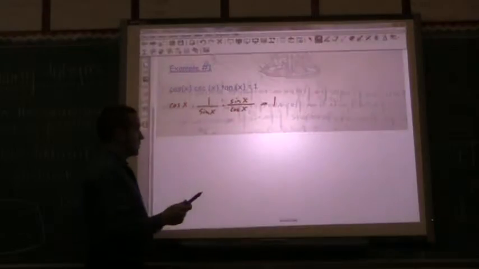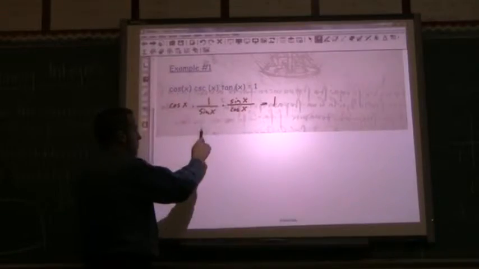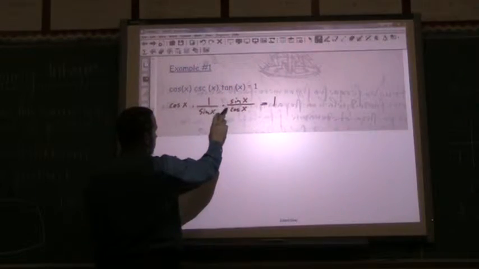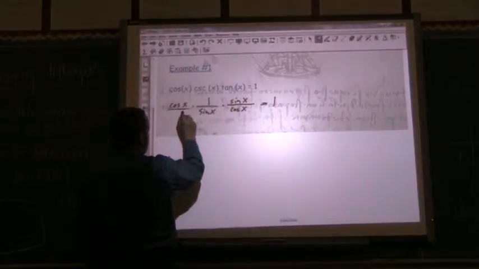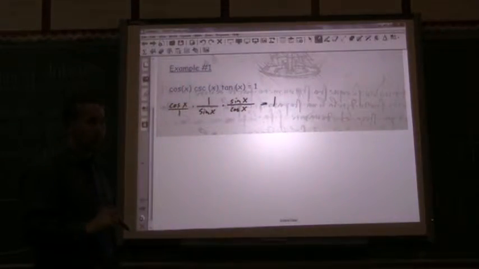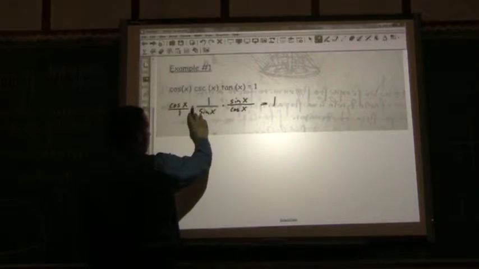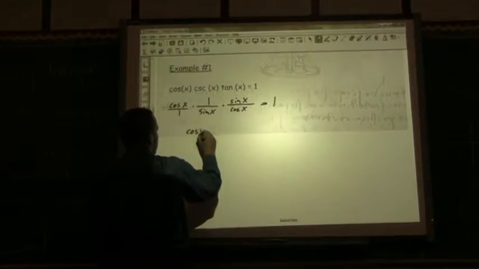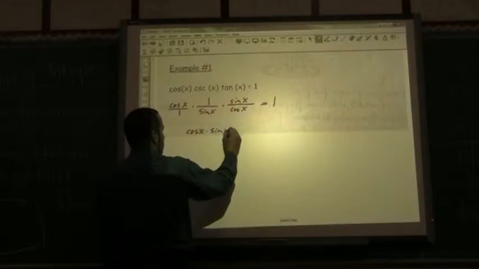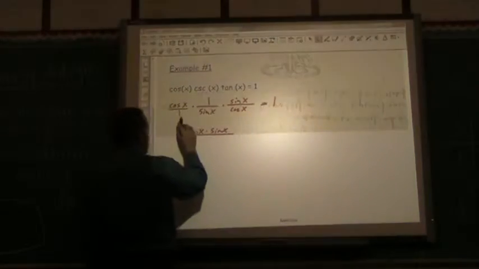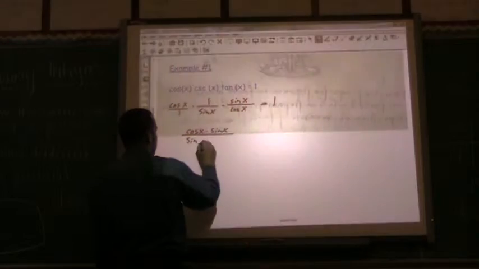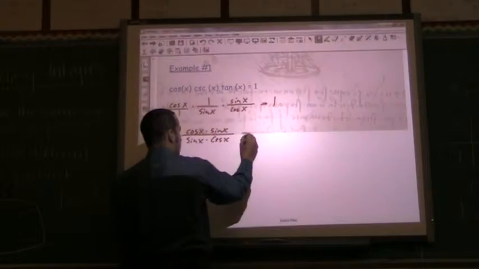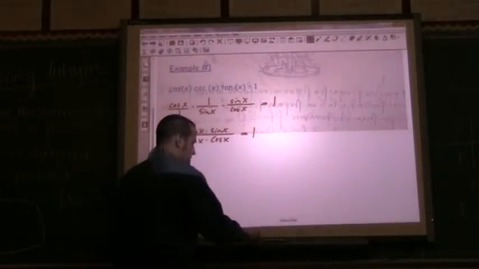Now a couple of ways you can do this. You can start canceling things right away since this is all multiplication, or for some people that don't see it right away, they'll say I've got 2 fractions multiplied by one another, and this one isn't a fraction, but I can make it a fraction by putting it over 1. Then multiply everything on the top together. 1 times anything is just itself, so I end up on the top with cos x times sine x. And then in my denominator, 1 times sine x times cos x is equal to 1. And now I can start to cancel things.